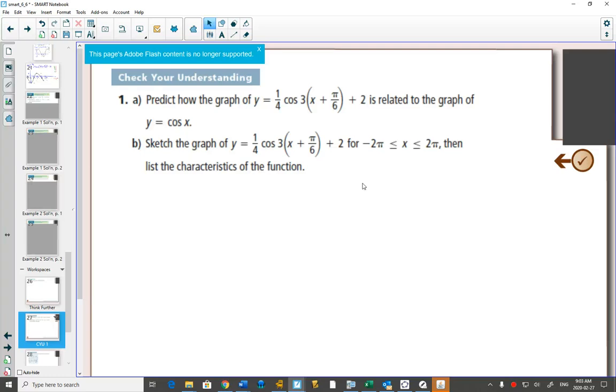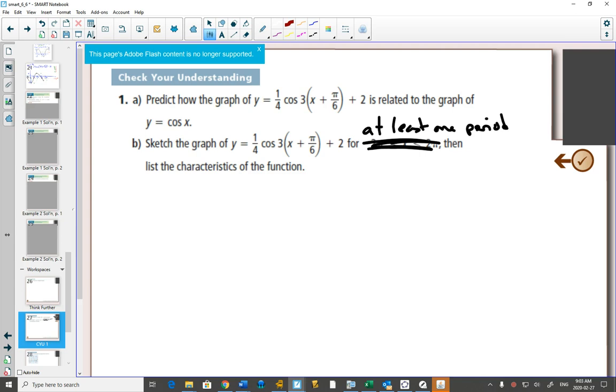It says predict how the graph is related, and then it says sketch the graph. I am going to get you guys to just ignore the domain, put a line through it, for at least one period. That's more typical of your exam. Okay? Predict how this graph would look.